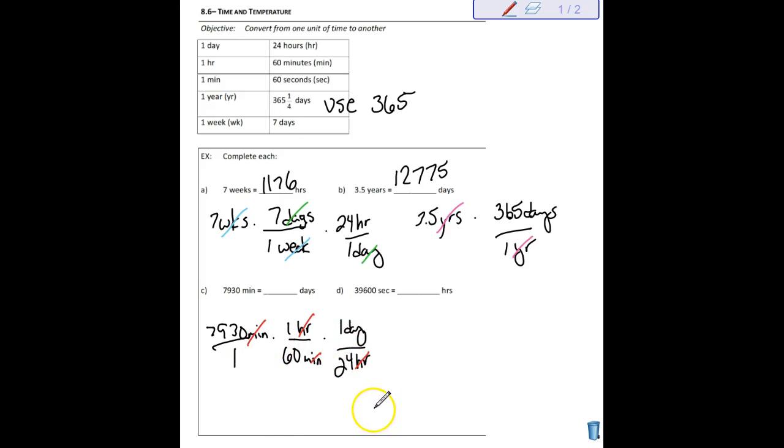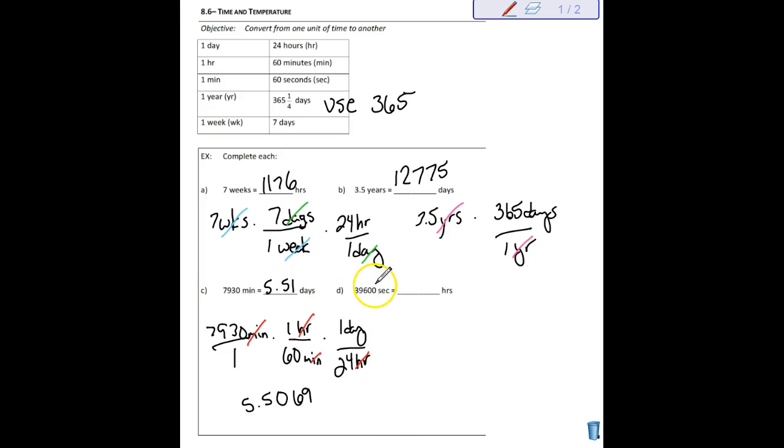I'll give you a second to go ahead and do that math. Type it into your calculator and figure out what you get. So I got 5.5069. And most of the time I want you to round to two decimal places. So we're going to say 5.51 days.